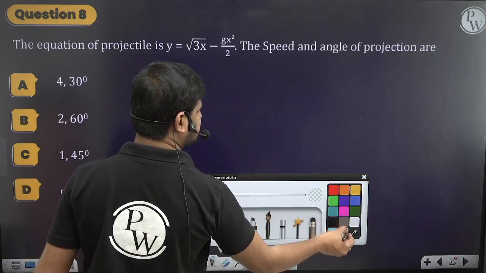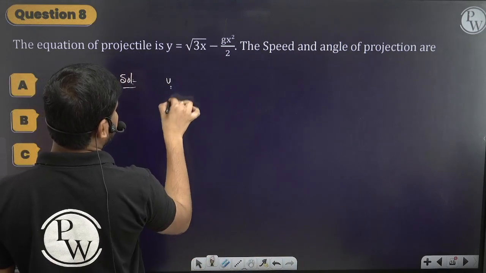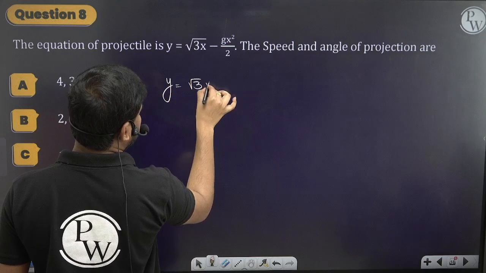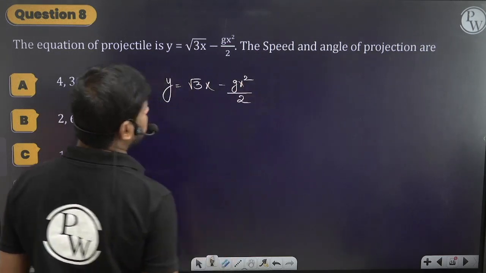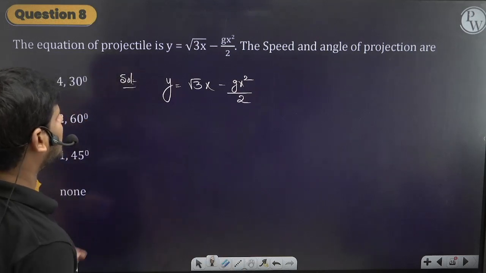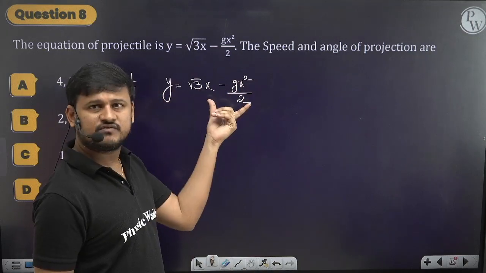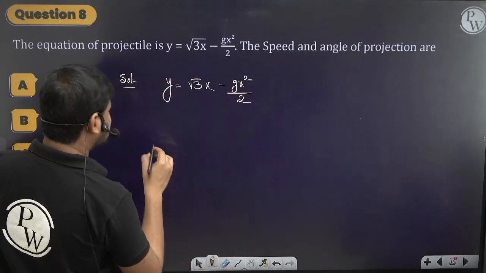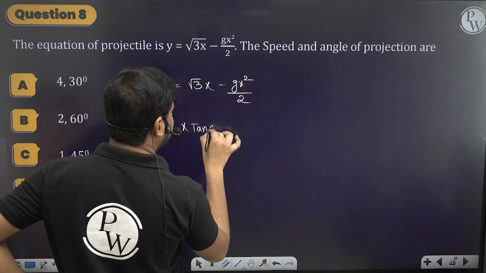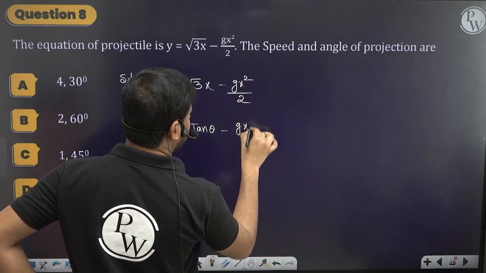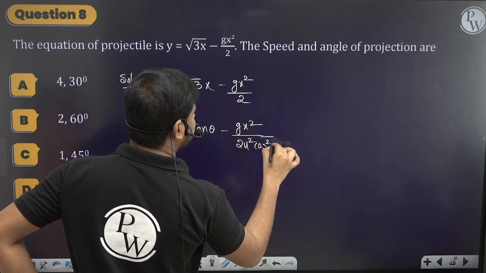Okay, see the simple question here. What does the question say? The equation of the projectile is given: y is equal to root 3 x minus g x square by 2. The speed and angle of projection are asked. Y is in terms of x, which is in the form of the equation of trajectory. So what is the equation of trajectory? y is equal to x tan theta minus g x square by 2 u square cos square theta.